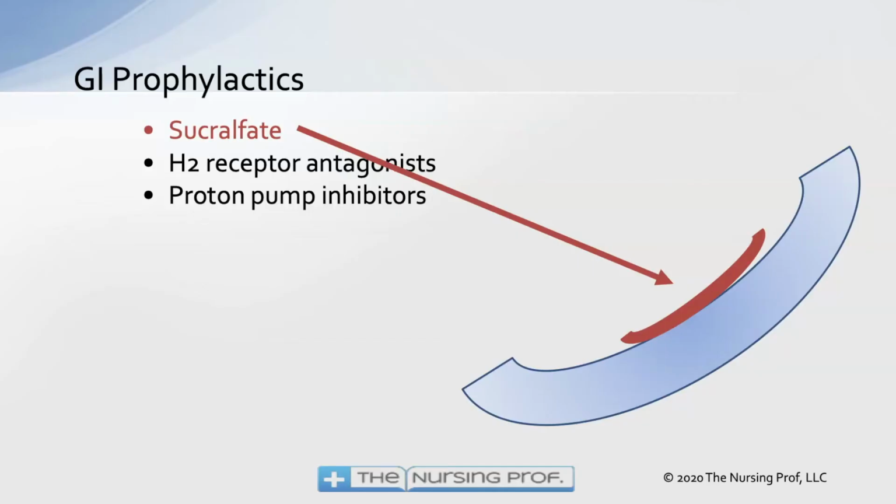So let's talk a little bit about GI prophylaxis here. If this blue thing that we're looking at is the stomach lining, then the first type of medication we'd use is sucralfate, or in other words, Carafate. And Carafate, what it does is it lines the inside of the stomach, specifically sticking to those rough areas where there could be some erosion. So it sticks there and it protects that part of the stomach lining from any further erosion. Kind of nice.